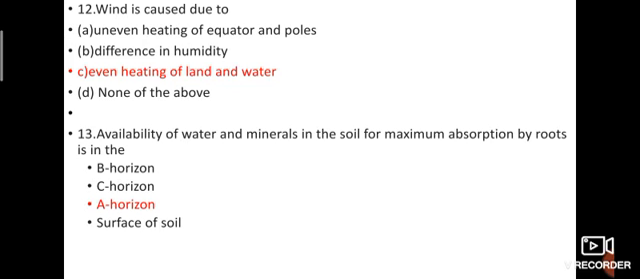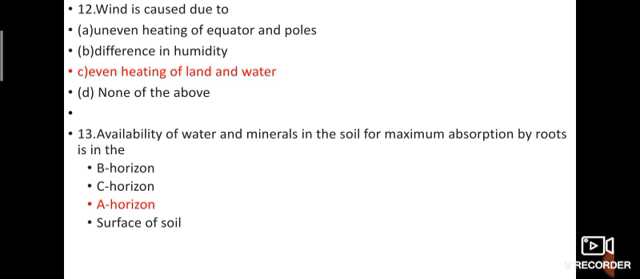Next one. Wind is caused due to uneven heating of equator and poles, difference in humidity, even heating of land and water, none of these. Option C, even heating of land and water.